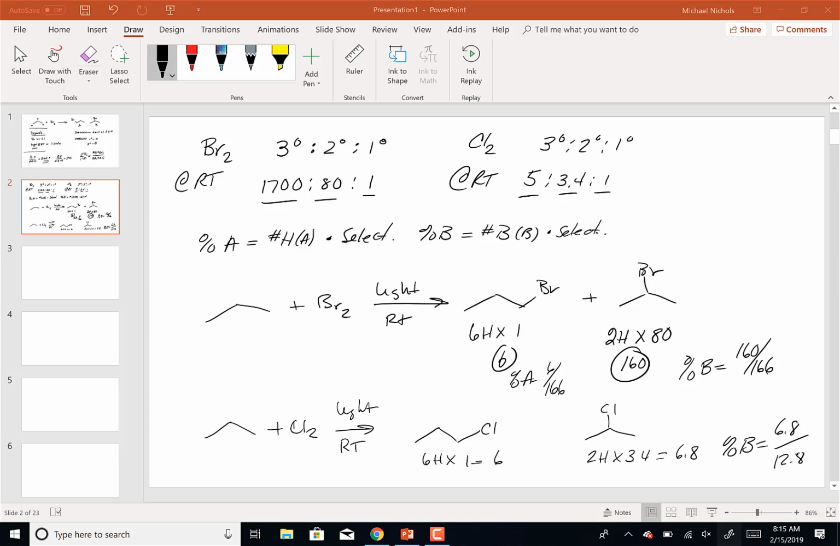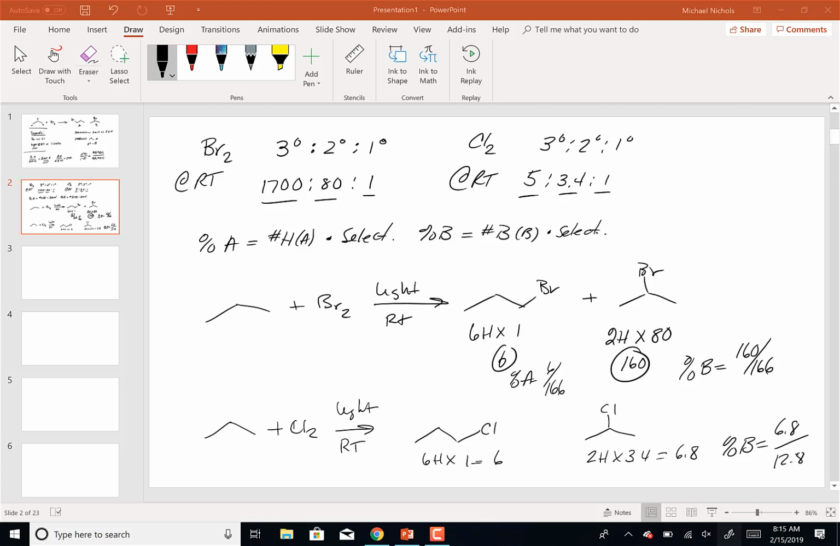With bromination, I would need 80 primary hydrogens to tie with one secondary hydrogen, basically. Over here, I would only need 3 primary hydrogens to tie with one secondary. So the numbers are closer together, which means chlorination is going to give you a wider distribution of products versus bromination. Bromination is going to tend to give you a single or a couple of major products because of the numbers.